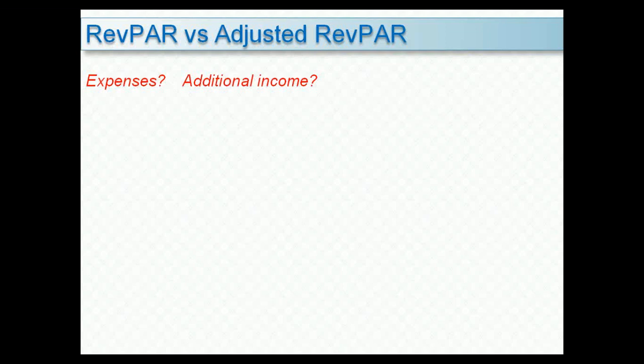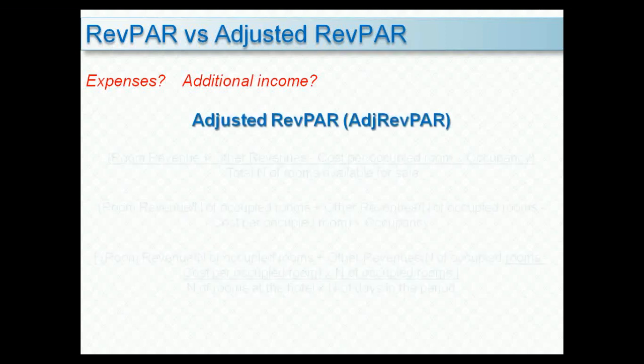And it also does not take into consideration any additional income a hotel may have from other revenue-generating departments, like restaurants, meeting space, banquet rooms, casinos, parking, spa, and whatnot. So there is one more index that is more accurate and objective. It's called adjusted RevPAR.